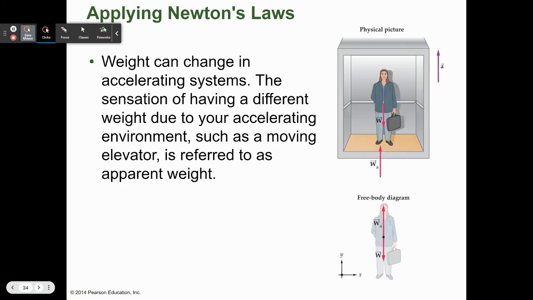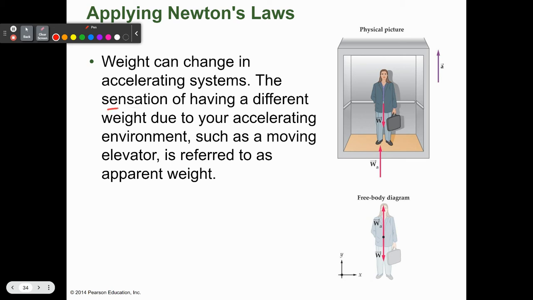So weight can change in an accelerating system. If you've ever been in an elevator, it's not just an elevator, but that's a good example, where your acceleration may speed up really fast. That means that your, quote unquote, weight will change. Your mass doesn't change, obviously, but because your acceleration is changing, the force due to weight can also change.